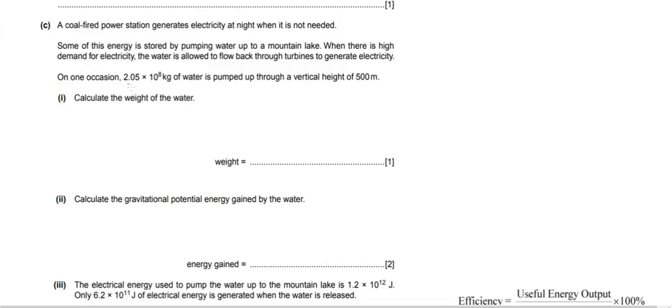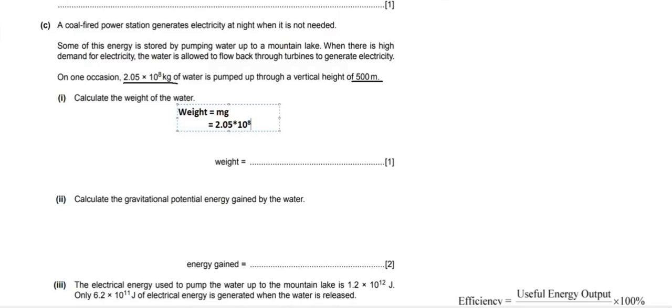On one occasion, 2.05 × 10^8 kg of water is pumped up through a vertical height of 500 meters. Here, calculate the weight of the water. The weight of the water is a very simple thing; we can directly find it out. Weight is mass times gravity, and the mass of the water is already given, that is 2.05 multiplied by 10 raised to 8.